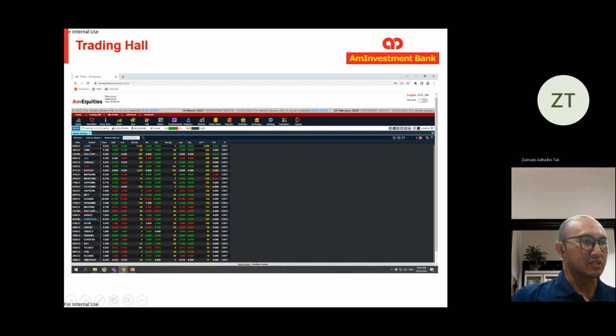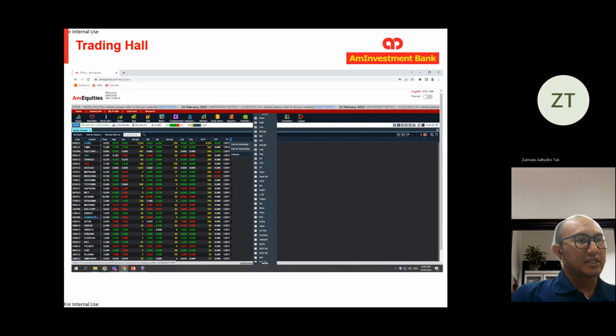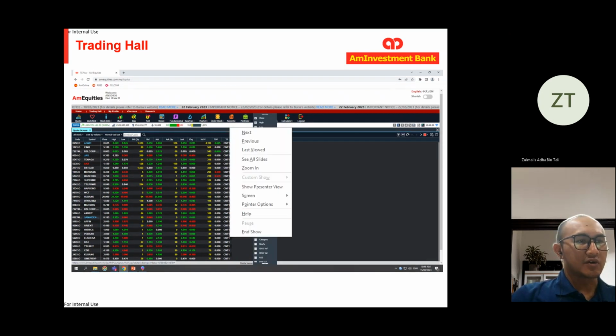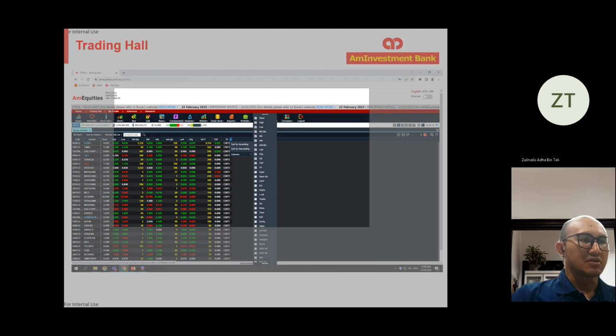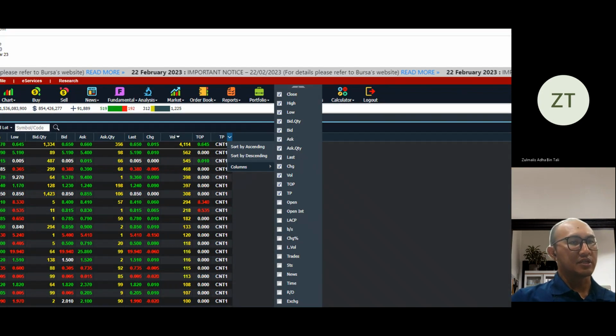You can sort all the stocks by volume, or you can change the lot setting from normal board lot to normal odd lot in case you need to sell your odd units. Another thing, you can add some functions here. Let me zoom in.